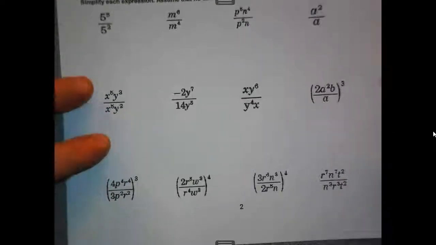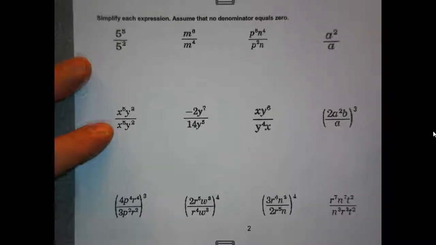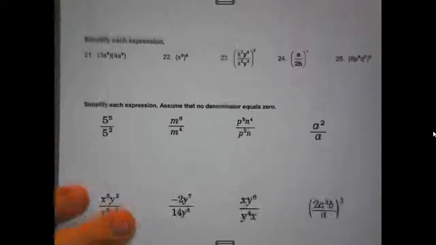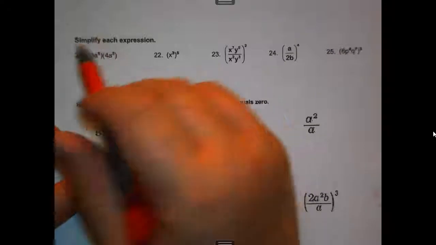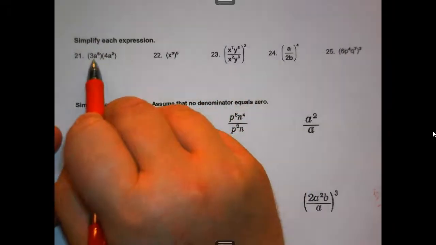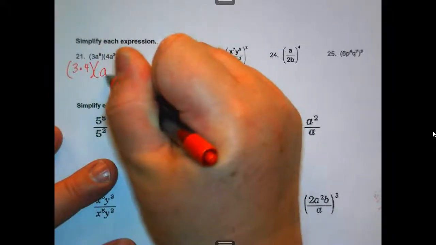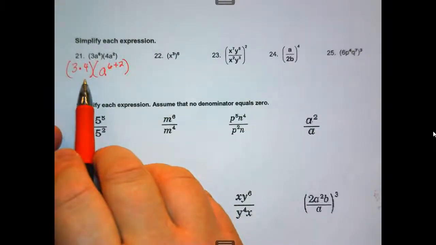I think you can do the rest of the problems. Number 21 through 25 is just a review, okay? Well, I shouldn't say it's just review, but a lot of it is review. Let's do a couple of 21 through 25. 21, I have coefficients, and I'm multiplying the same base. So what do I do with the exponents? Add the exponents. A to the 6 plus 2. 3 times 4 is 12.